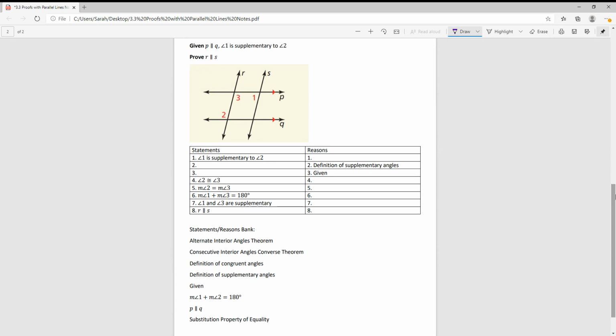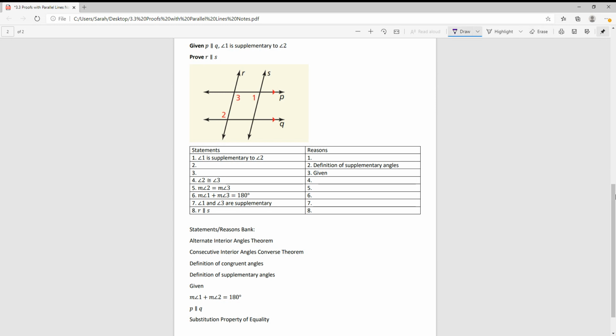Okay, so we have our picture here. They've given us that P is parallel to Q. We can see that with these parallel arrows there. And they are telling us that angle 1 is supplementary to angle 2. I'm going to erase these little marks here before we get too carried away.